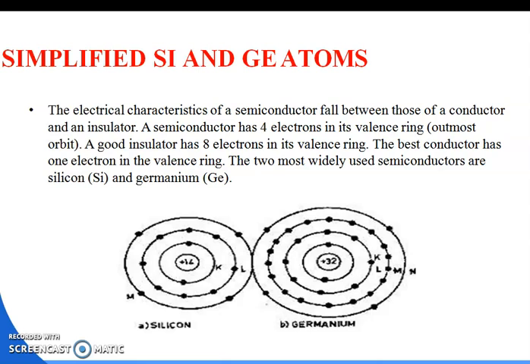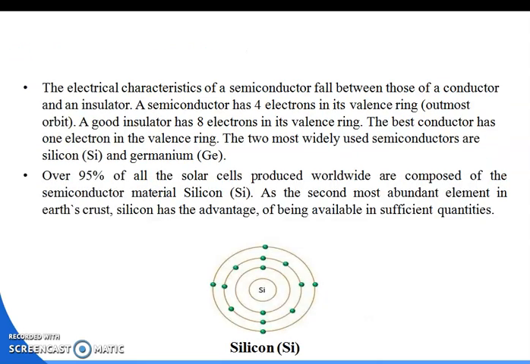So next, the characteristics of semiconductor. Overall 95% of solar cells, we know about solar cells, which convert sun into electricity. 95% of solar cells produced worldwide are composed of semiconducting material, that is silicon. This is one of the best applications of silicon. As the second most abundant element in the earth's crust, silicon has advantages and is also available in sufficient quantities.